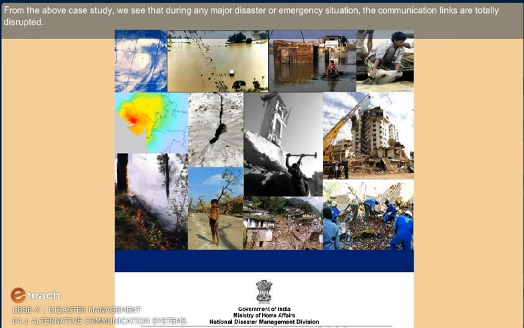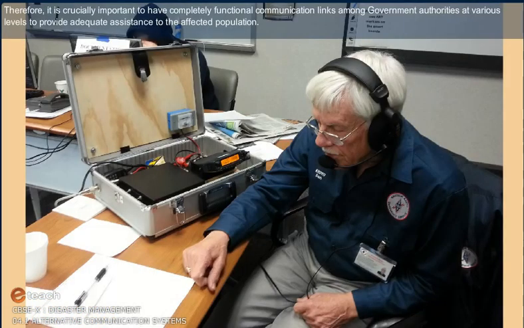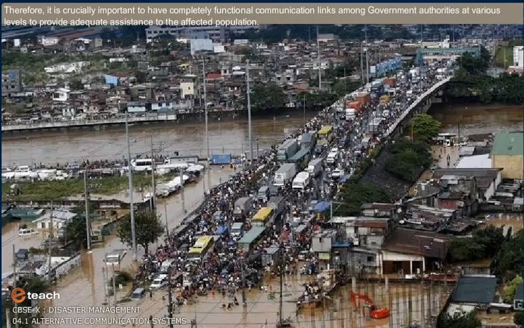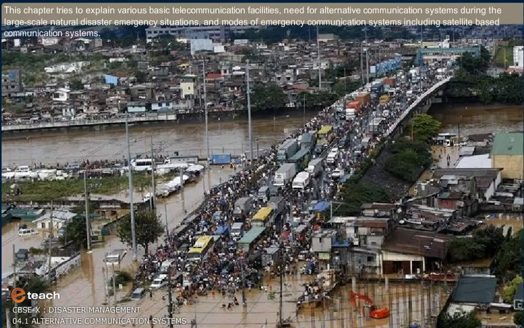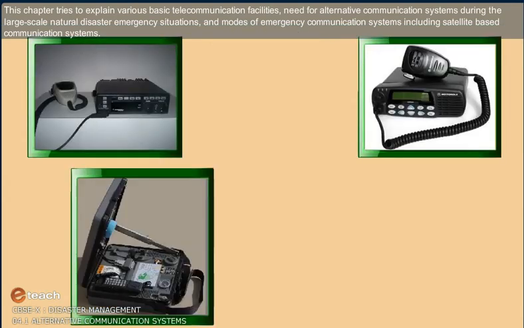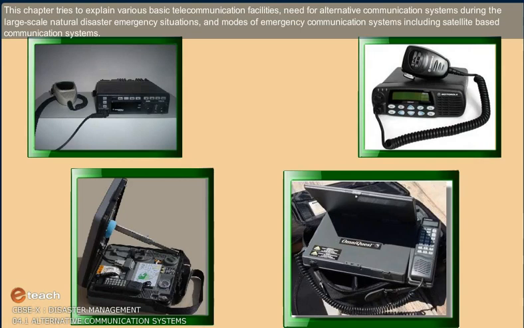From the above case study, we see that during any major disaster or emergency situation, the communication links are totally disrupted. Therefore, it is crucially important to have completely functional communication links among government authorities at various levels to provide the adequate assistance to the affected population. This chapter tries to explain various basic telecommunication facilities needed for alternative communication systems during the large-scale natural disaster emergency situations and modes of emergency communication systems including satellite-based communication systems.